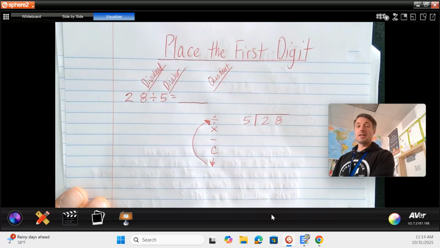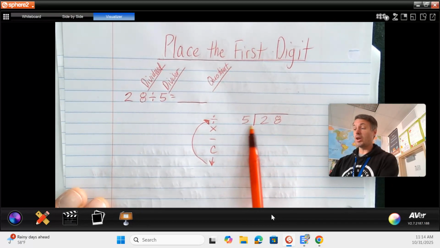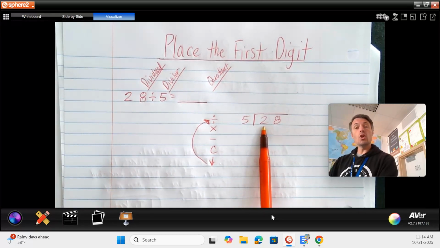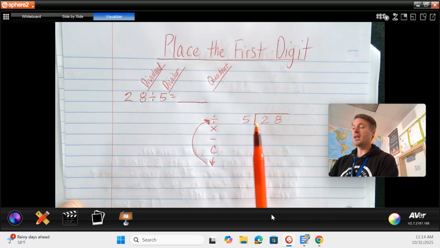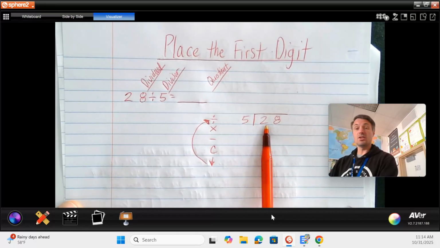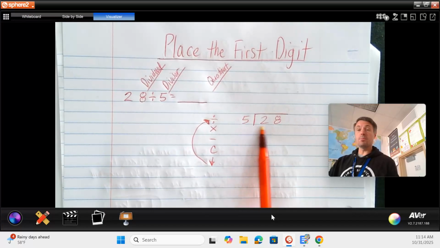Now, here's what today's lesson is about. Sometimes you can't fit the divisor into the first digit of the dividend. So the first thing you should ask yourself when doing a long division problem is, can this number fit into this number? Can 5 fit into 2? Well, 5 can't fit into 2 because 5 is bigger than 2.